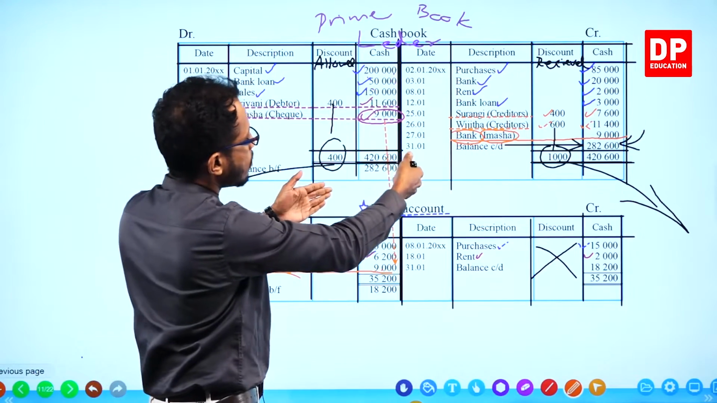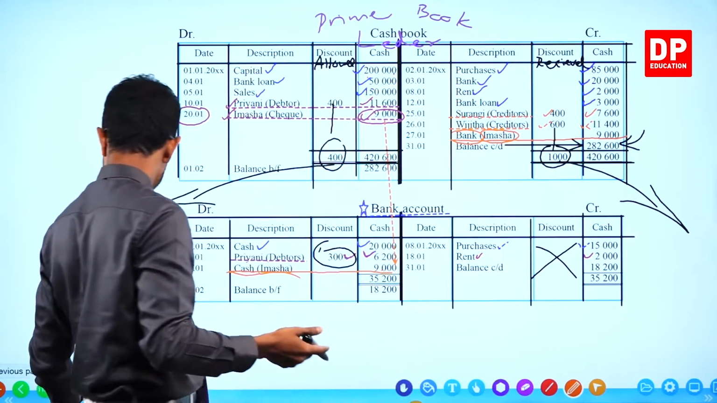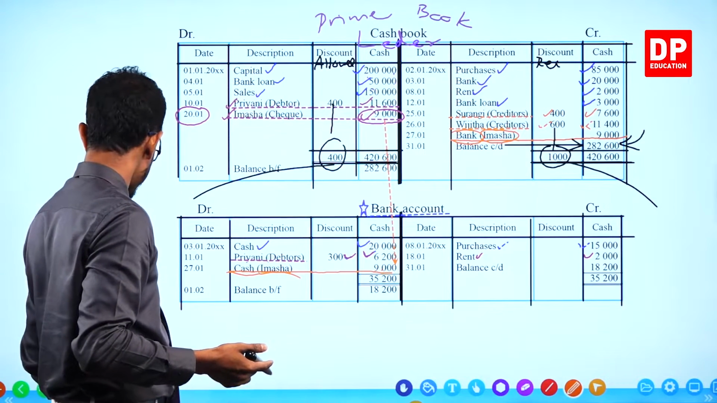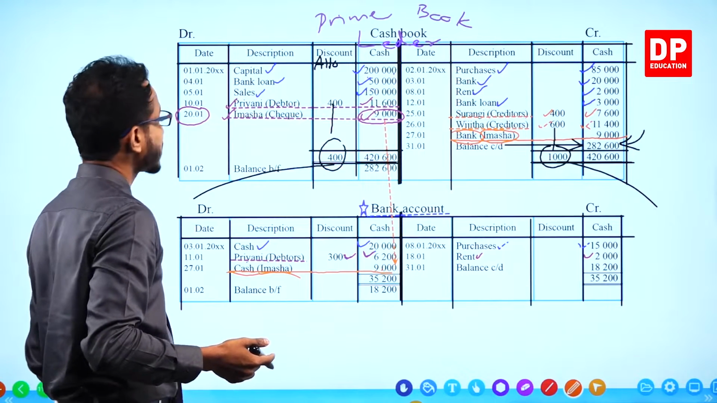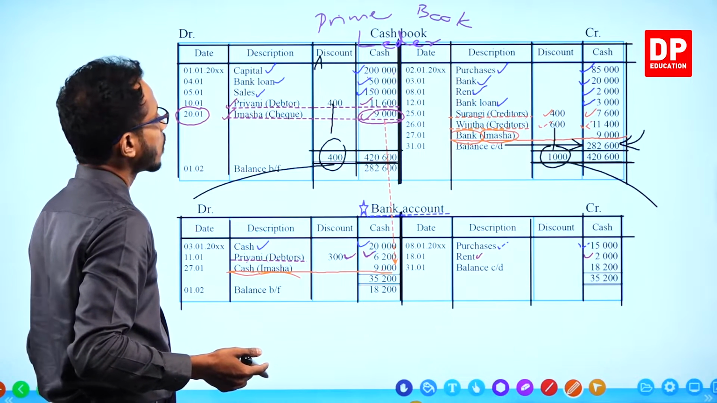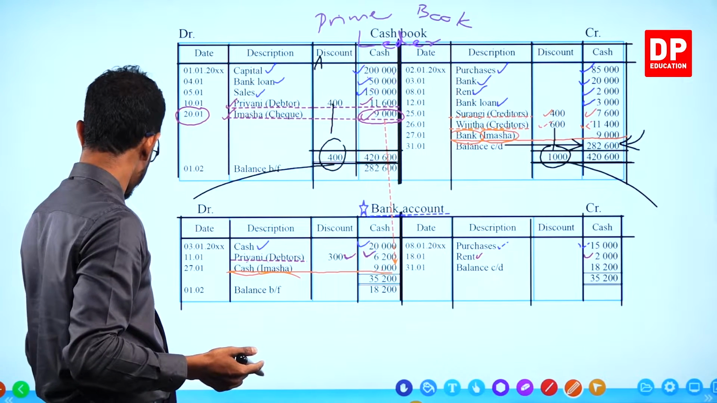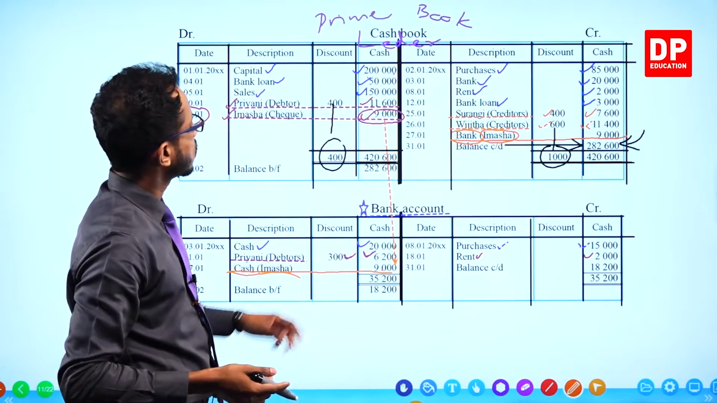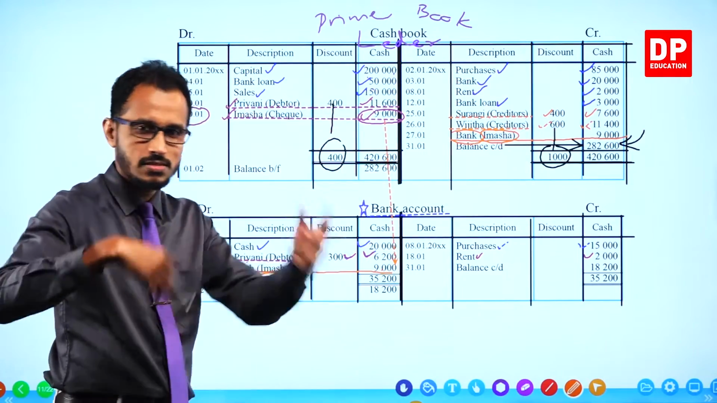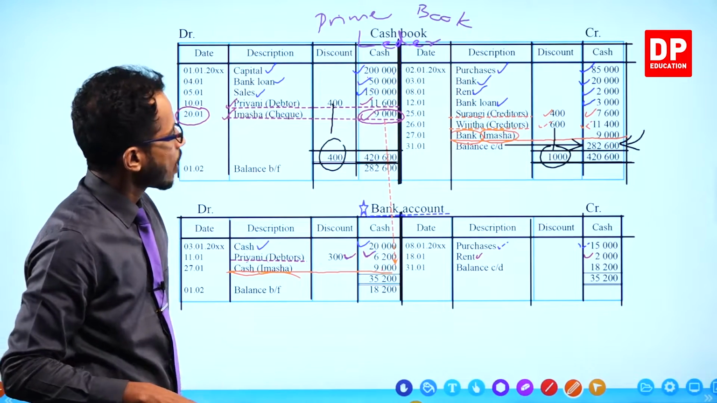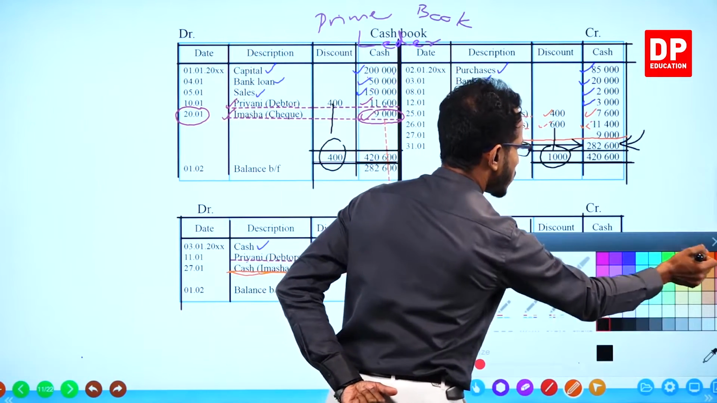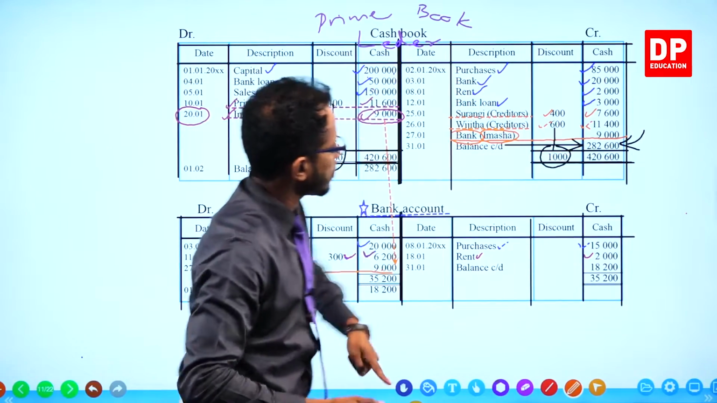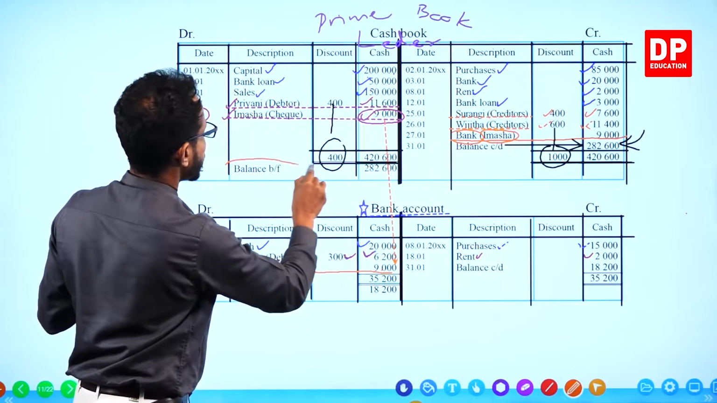Cash book, balance brought forward. Where is it? Too many scribblings, so I'm going to remove all this mess. The mess is cleared. Now I can find the balance brought forward. Balance carried down is here. Balance brought forward, the same, is in the debit side.